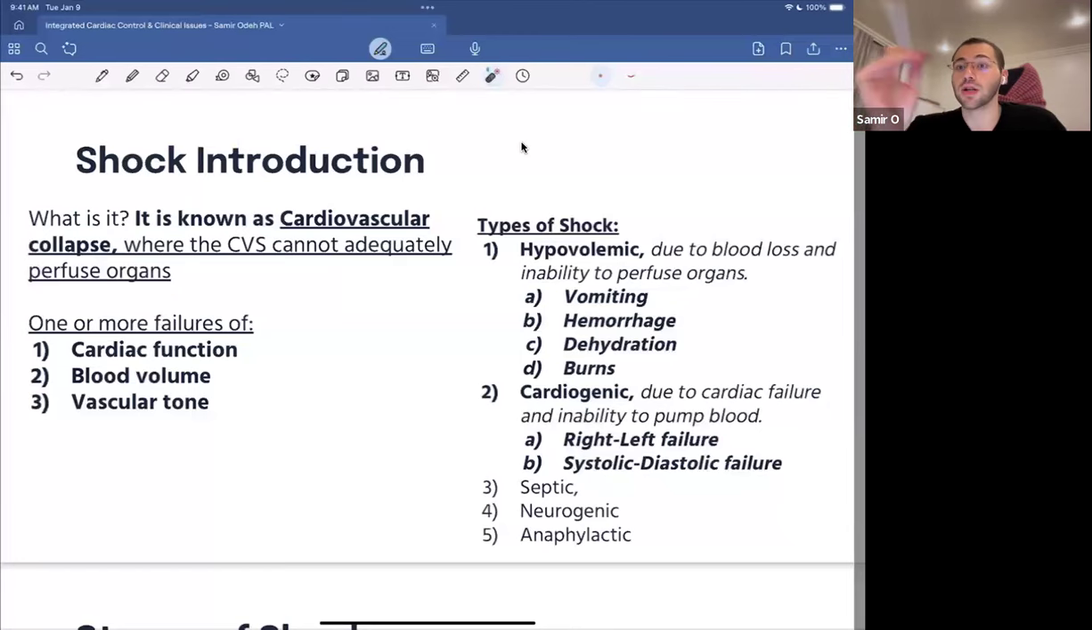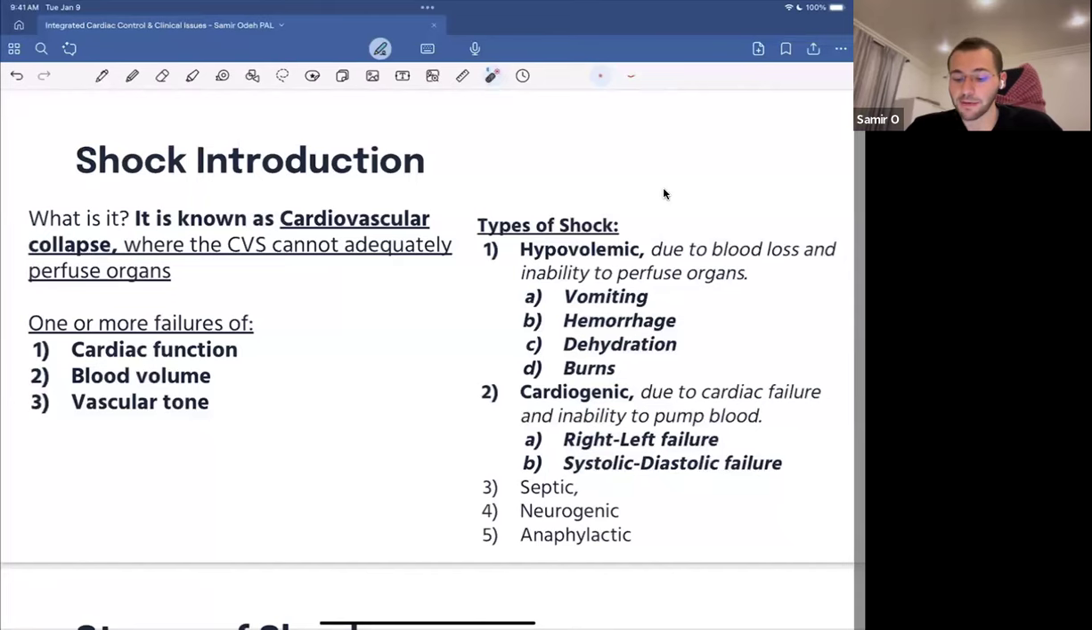So cardiogenic shock is cardiac failure. Blood volume based failure is hypovolemic shock. Vascular tone issues are seen in septic, neurogenic, and anaphylactic shock. You don't need to know anything about septic, neurogenic, or anaphylactic shock at this stage, other than the fact they exist and they're forms of shock. You're going to go over every single type of shock much more in depth in year 2.